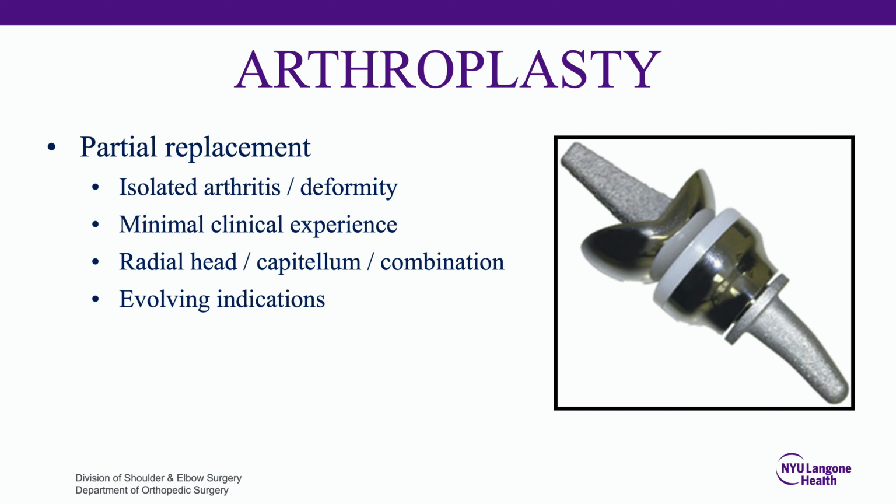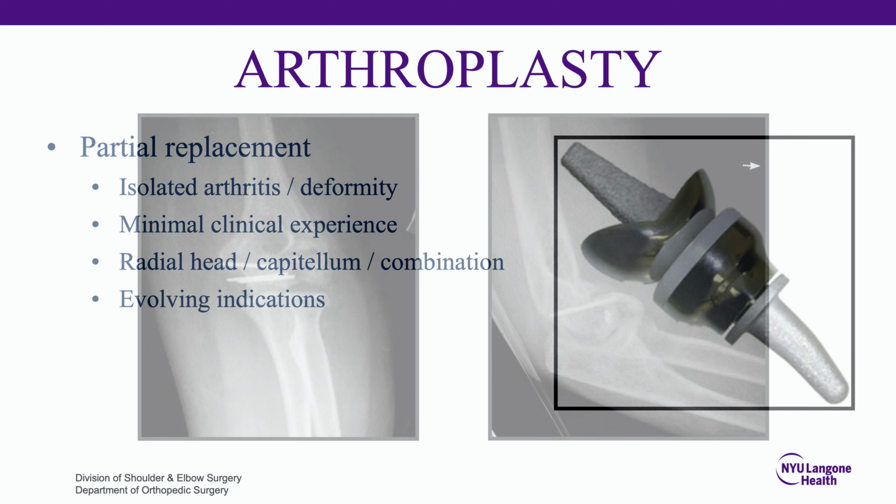So in terms of partial replacement on the radiocapitellar joint, we're talking about treating patients with end-stage arthritis or possible deformity. Unfortunately, there's not a whole lot of clinical experience on either replacing the radial head only or capitellum only or a combination of both. So the indications for which patients would be ideal for this is still evolving. And because of that, I really doubt that you're going to get any questions on this.